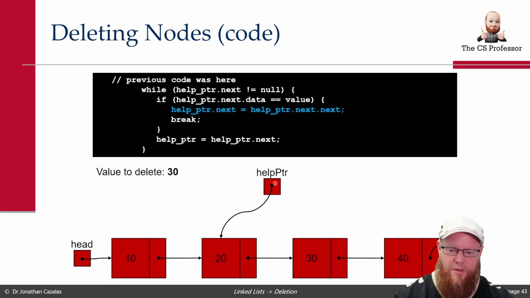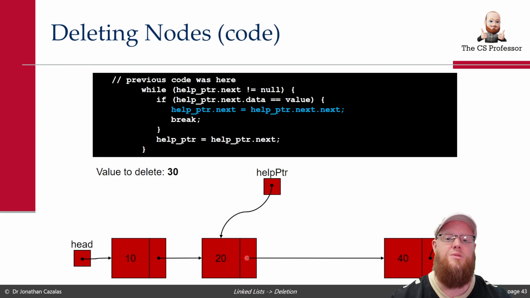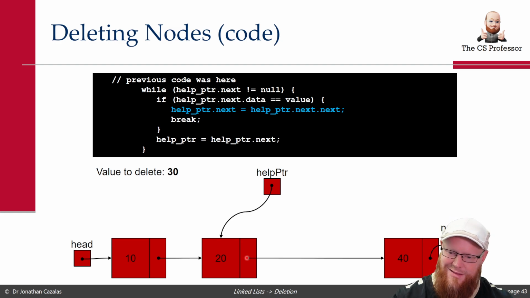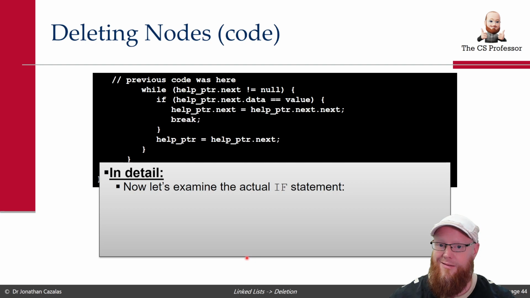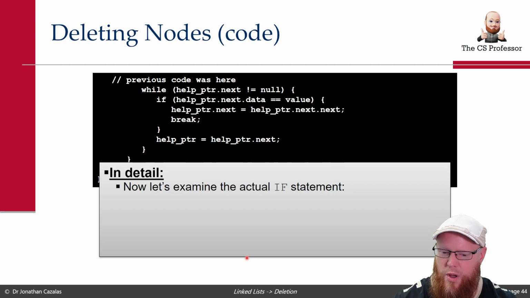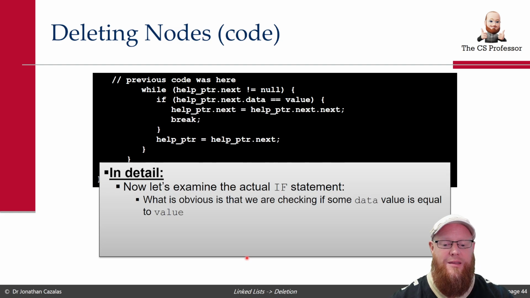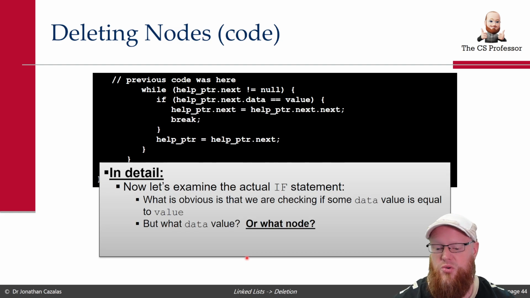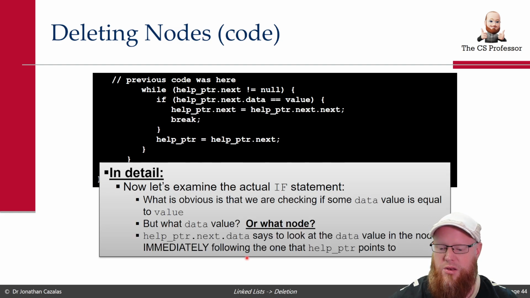Help pointer comes to node 20. Dot next comes to node 30. Dot next, which is right here, stores the address of node 40. Take that address and save it into help pointer.next, making the next of 20 go directly to 40. Done. In detail, we've already given the explanation. I should better read through this pretty quickly. What's obvious is we're checking if some data value is equal to the value we're looking to delete. But what data value or what node?